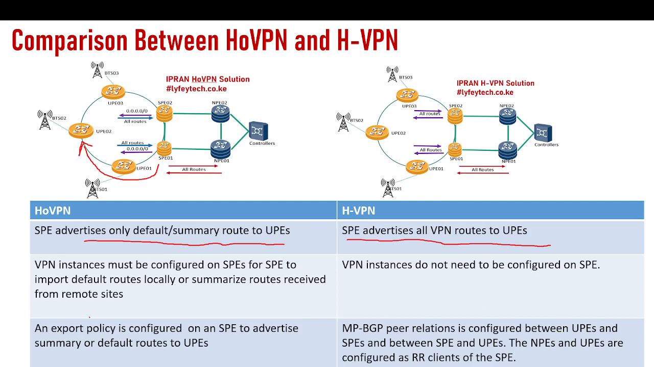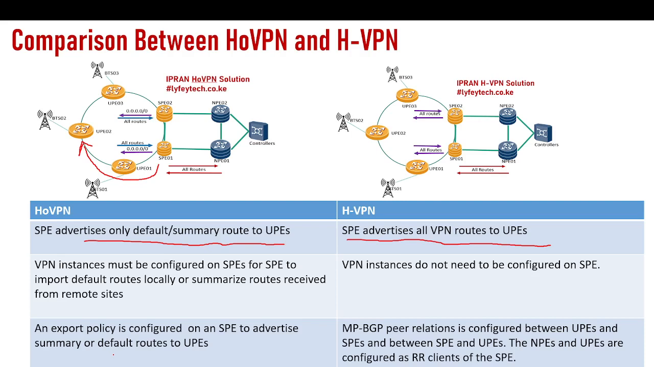And then another difference is an export policy is configured on the SPE to advertise summary or default routes to the UPE. So remember, before we are able to advertise the default route, we need to configure a route policy. So we always configure an export policy on the SPE to advertise summary or default routes to the UPEs. If you don't configure the export policy, then you end up having all the specific routes advertised to the UPE, which is the HoVPN solution.